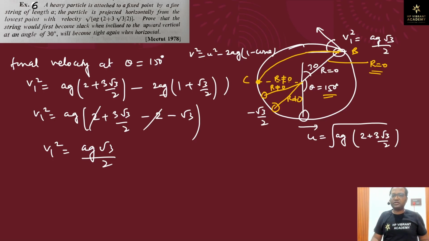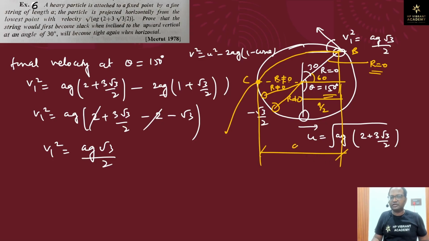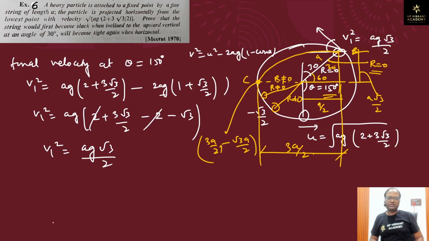Okay, so let us find the coordinates of this particular point. This is 30, so this is 60. So this will be a cos 60, which is a by 2. This whole distance will be a by 2 plus a, which is 3a by 2. And this distance is a cos 30, which will be a root 3 upon 2. So the coordinate is 3a by 2 and minus root 3a upon 2, because we are taking the negative y direction. So let us find the equation of trajectory.